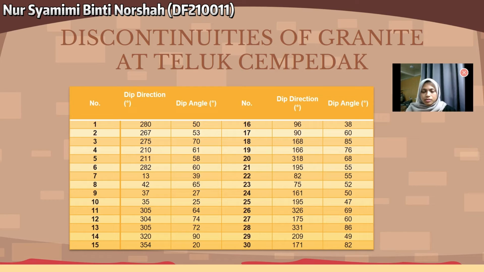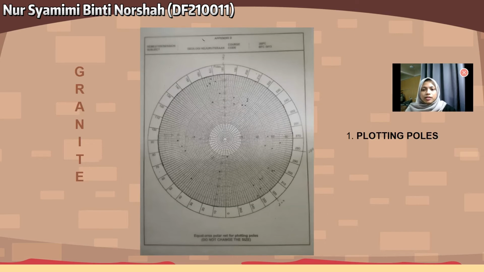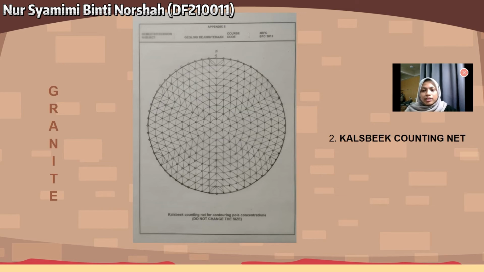Next, to get the joint sets for these granite rocks, first we need to plot the 13 data that we get from the Brunton compass onto this equal area polar net. After we plot all the data, we go to the Kalsbeek counting net, where we count the data by using the pentagon formula to make it easier for contouring the pole concentration.